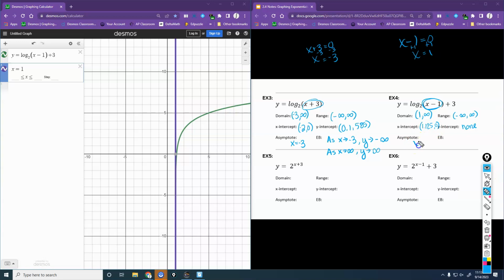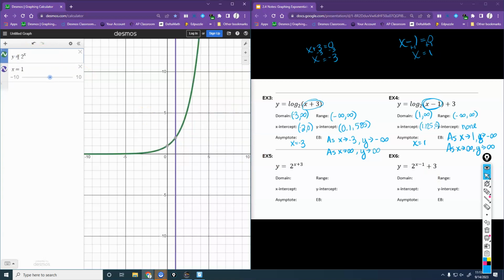Our asymptote for this one is x equals 1. As x approaches, do we approach negative infinity on this one? Nope, we hit this wall right here. Where do we approach? 1. What happens? Y approaches negative infinity because as you go on this side, this side of the graph goes down. As x approaches positive infinity, what happens to the y? Y approaches positive infinity. There you go. Okay, we got 2 more.